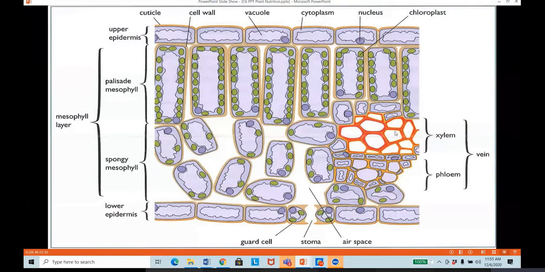You can also see the xylem and the phloem here. These are the two vascular bundles, as we discussed. They run through the leaf and also through the length of the entire plant, and they have specific functions to carry out. Now, what is the function of xylem, ladies? Who's going to tell me?